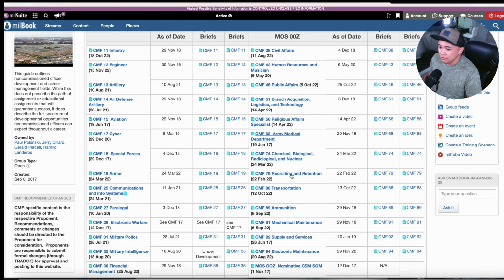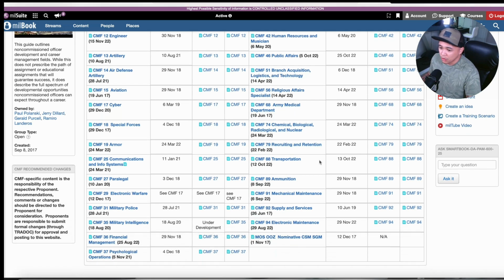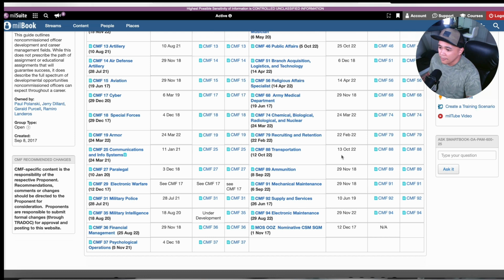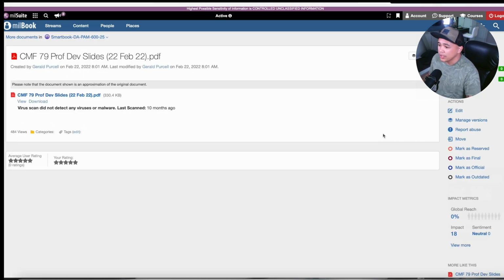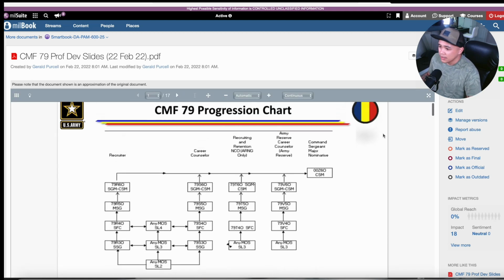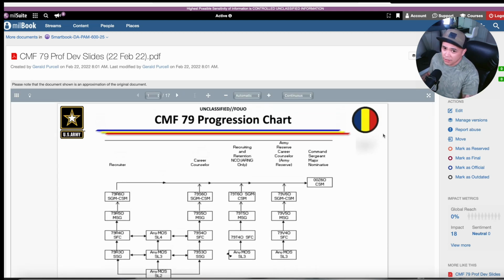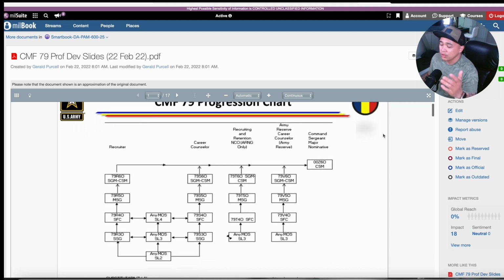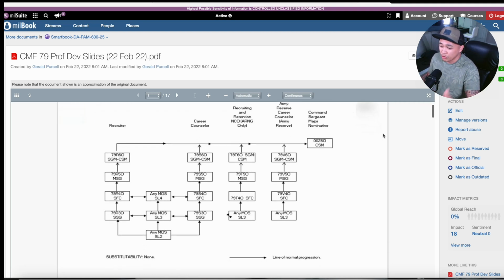Proponent brief, let's look at 79 Romeo, and you can find it here as well. 79 Romeo. So if you are a recruiter and looking to reclassify to 79 Romeo, it tells you the CMF 79 progression chart. So these are different positions besides recruiter.